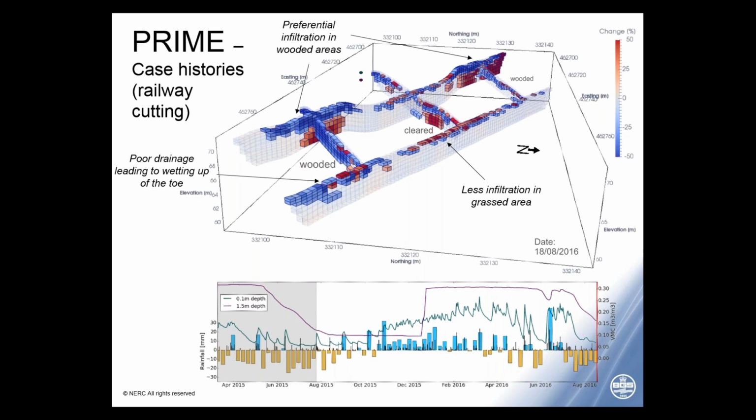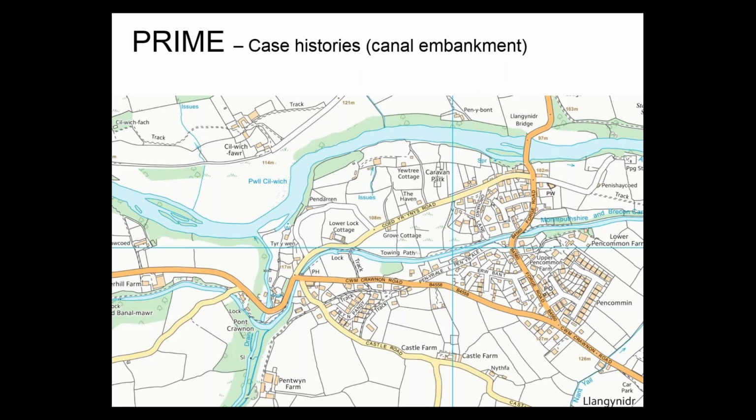But what we can see from this is the impact of vegetation in terms of infiltration and water dynamics. And we've also identified an area of preferential wetting up of the toe, which we've been on further investigation. We've linked back to poor and broken drainage further up the slope.